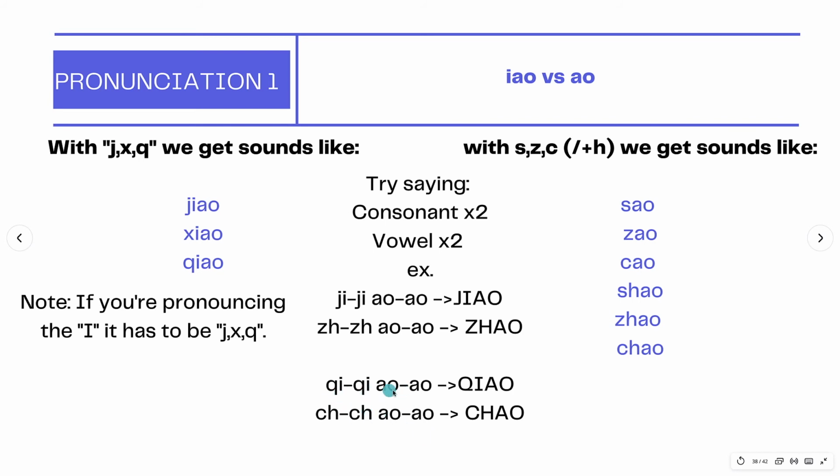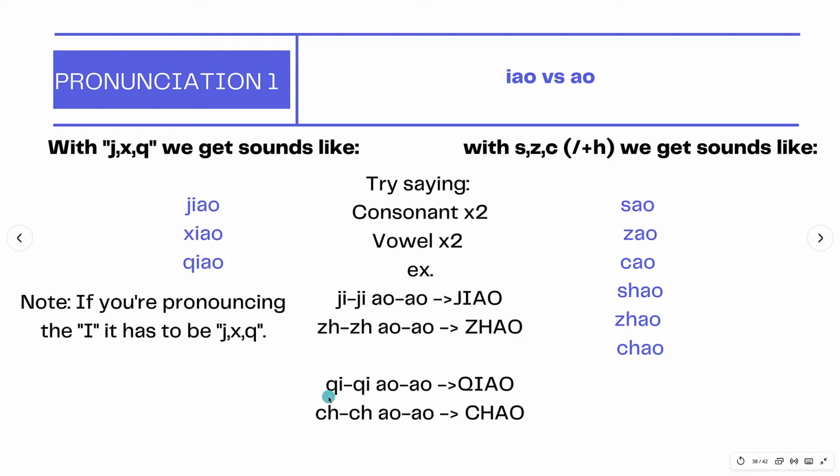Qi, ao, qiao. Qi, ao, qiao. You hear the I? Qi, ao, qiao. Okay. Also, you can't say this one without the I. That's interesting as well. Try to say qi without the ao, without the e there, because it's innately there. It's born and bred there.